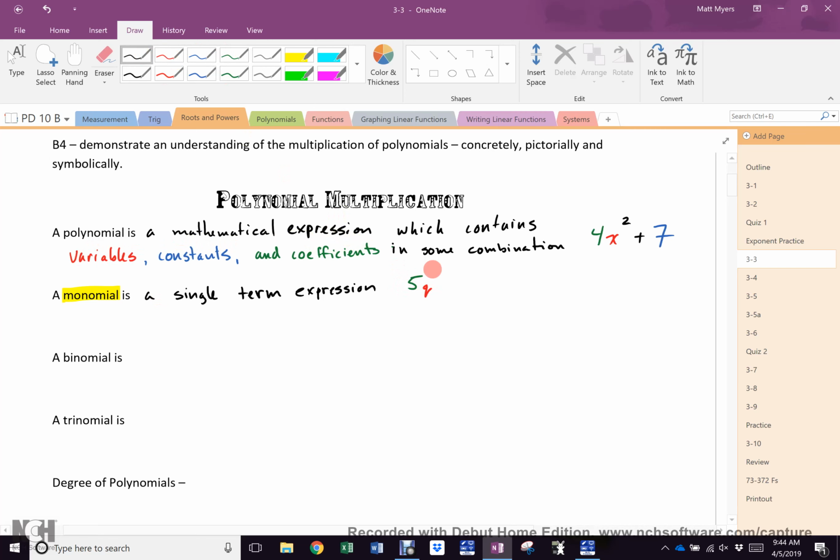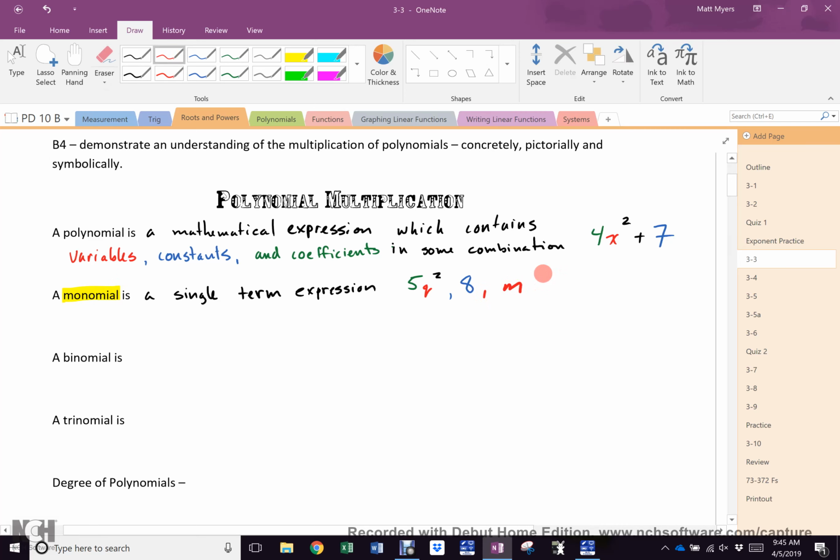5q squared is a monomial. It's got a combination of coefficients and variables. Everybody cool? Okay. 8 is a monomial. It's just a constant. M, just a variable. Everybody cool? Okay.